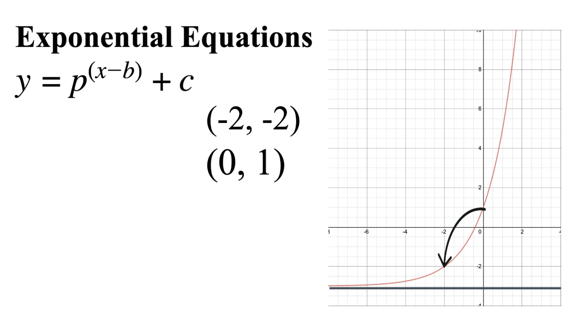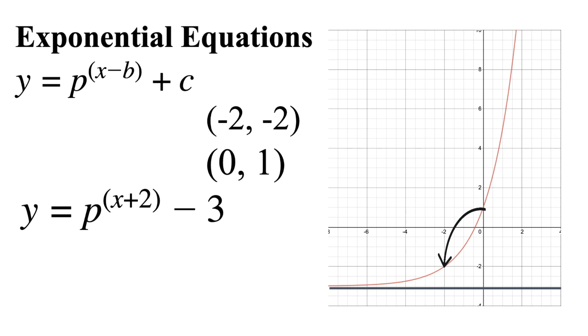Based on how many units the point 0, 1 shifted left or right and up or down to reach the point -2, -2, b and c can be found. In this example, we can see that point 0, 1 shifted 2 units to the left and 3 units down to reach -2, -2. This means that b equals +2 and c equals -3.